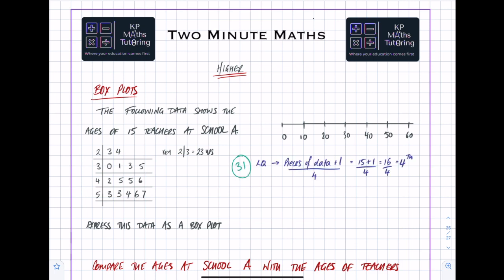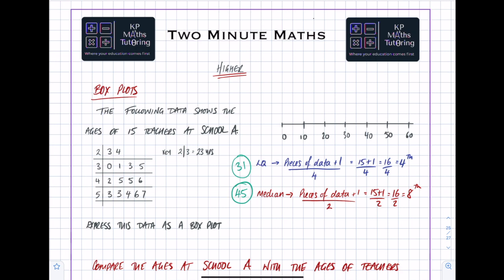First of all, to find the lower quartile, you take how many pieces of data there are, you add 1 and you divide by 4. Why? Because a quarter is out of 4 parts. So 15 pieces of data plus 1 is 16. 16 divided by 4 is 4. So you go to the fourth piece of data, 1, 2, 3, 4, and that is 31. So my lower quartile is 31.